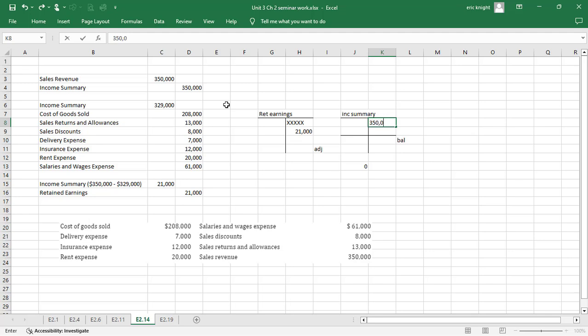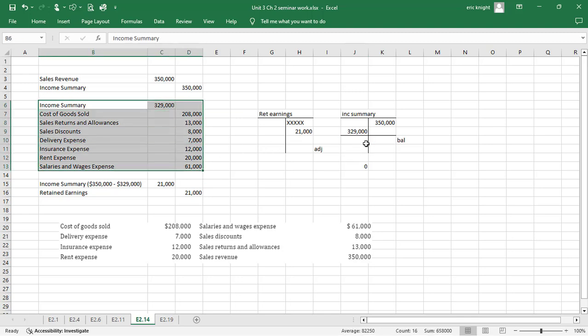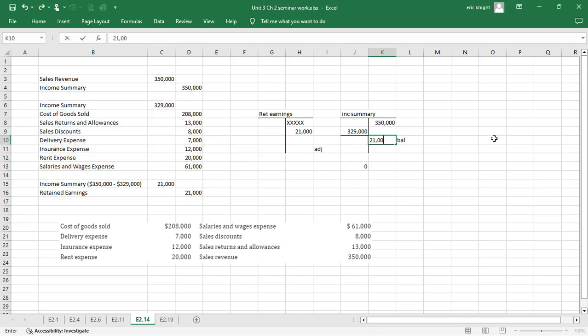So we're going to temporarily put it there. All right, then we get to all these expenses. The cost of goods sold is an expense, delivery expense, insurance expense. Those are all debit balances, and so we want to credit them all. And then if you add them all up, that gives you $329,000. So put the number in the income summary that would zero all of that out. So 329. And so this journal entry does that. And so that leaves us with a balance of $21,000.